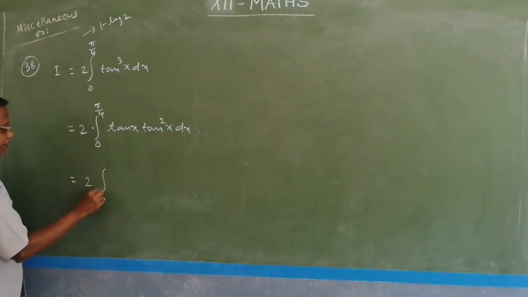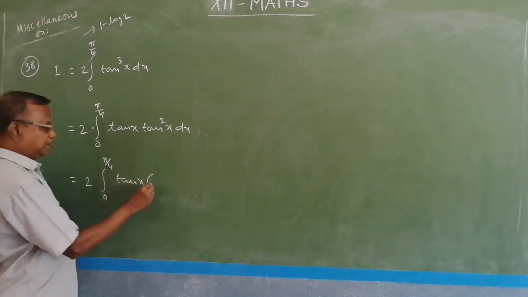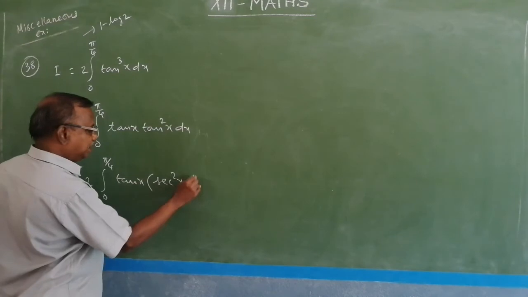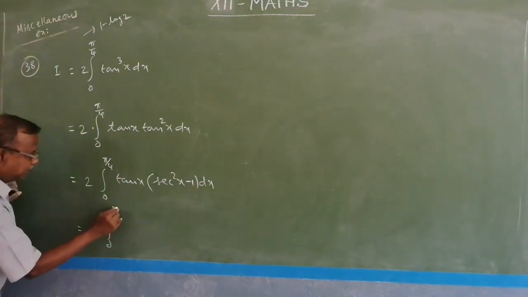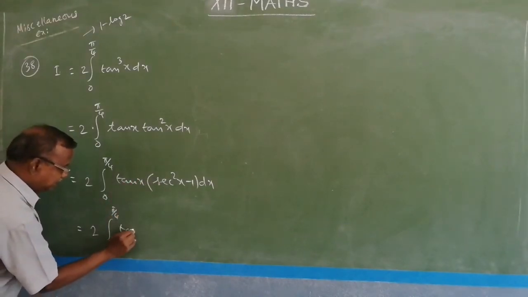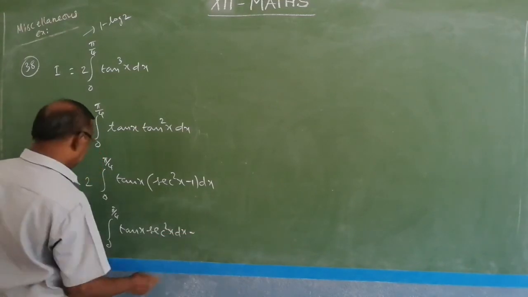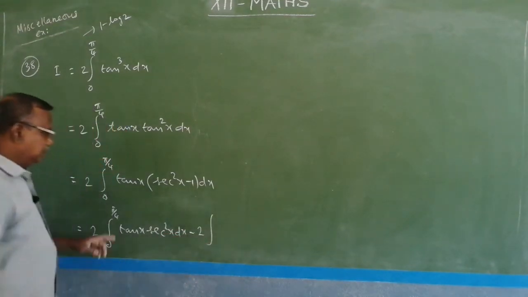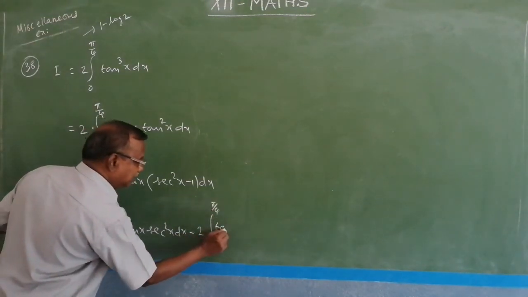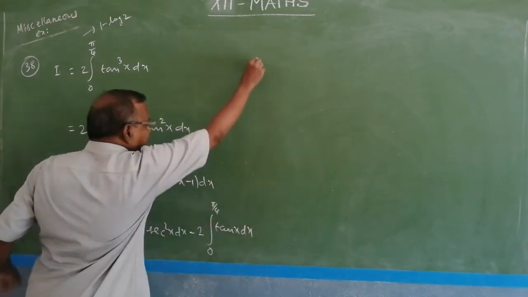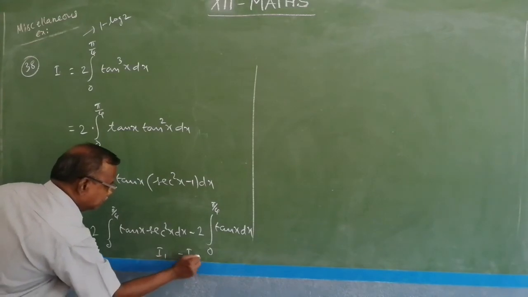That is equal to 2 into integral 0 to pi by 4 of tan x into tan square x, which becomes secant square x minus 1, into dx. This is equal to 2 into integral 0 to pi by 4 of tan x into secant square x into dx, minus 2 into integral 0 to pi by 4 of tan x into dx. Let this one be I1 minus I2.